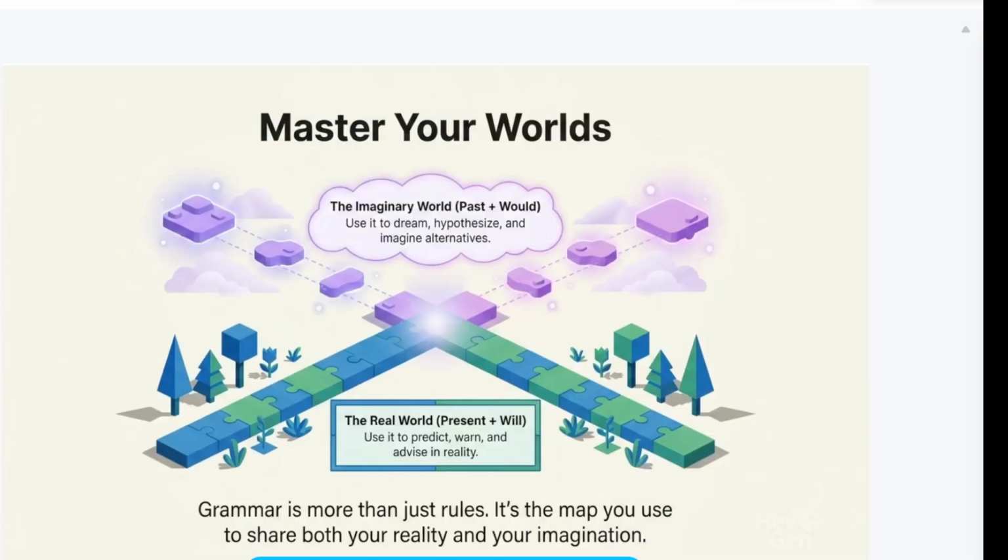Master your worlds. Let's finish by reviewing the two worlds of if. The real world uses the present simple and will. We use it to predict, warn, and give advice about real situations. The imaginary world uses the past simple and would. We use it to dream, hypothesize, and imagine alternatives. So remember, real and possible, present simple plus will. Imaginary or unlikely, past simple plus would. Grammar is more than just rules. It helps us express both our reality and our imagination.